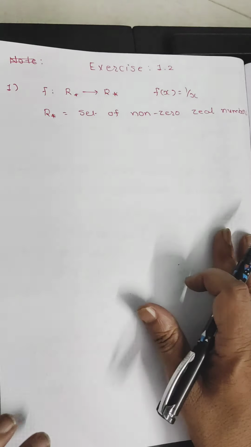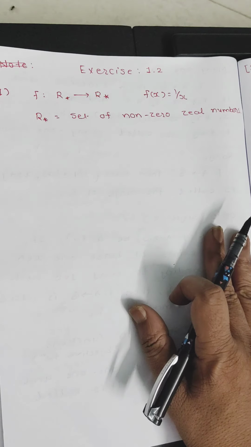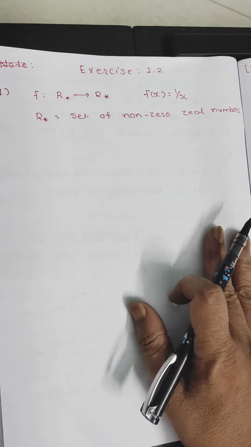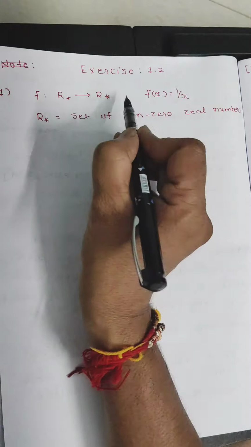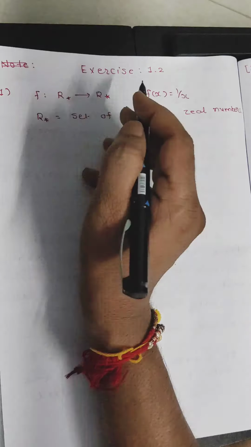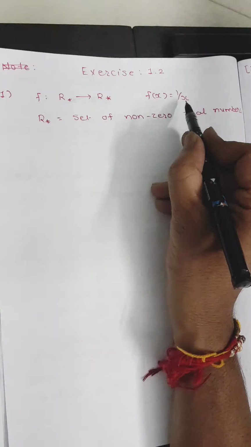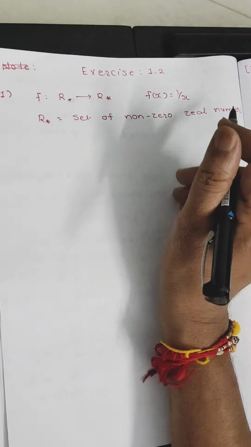Now we are going to start exercise number 1.2. In that we have to check whether the function is 1-1 and onto or not. Okay, first of all they said the function is from R star to R star. R star means the set of non-zero numbers, because f(x) is equal to 1 upon x is given, so the x value cannot be 0, otherwise the function will not be defined.